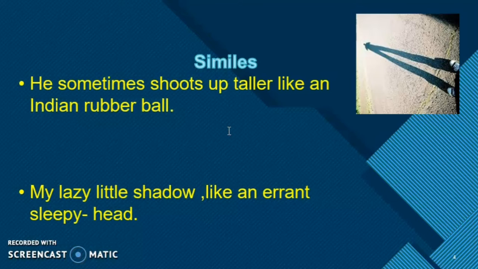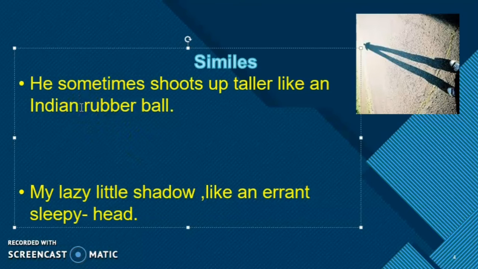So when we make comparisons between two unlike objects, objects that are different, this is known as similes. So the shadow and the Indian rubber ball, are they same? No, they are not same, right? They are different. But the poet is making a comparison using words like "like." Over here we have like. I'll give you another example in the next slide. Again, the lazy shadow with the sleepy head. So when we make comparisons between two unlike objects, this is known as your similes.